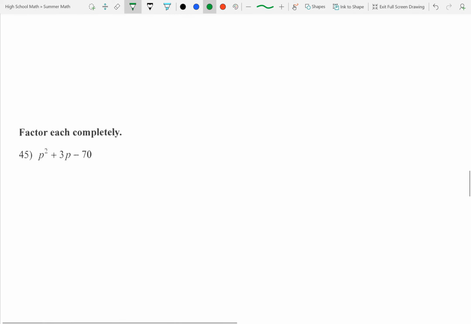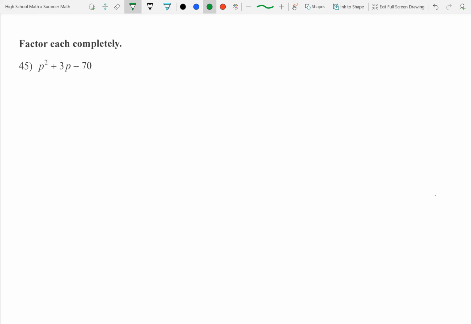Alright. Factor each completely. Here we'll be able to employ our big X method. We have p squared plus 3p minus 70. We'll begin with 2 parentheses. We know to get a p squared we need a p and a p. When we use our big X method, the bottom is a times c and the top is b. In this case, a times c will be minus 70, a being 1 and c being minus 70. B will be plus 3, our coefficient of our linear term. We want the paired factors of 70. One of them will be 7 and 10.